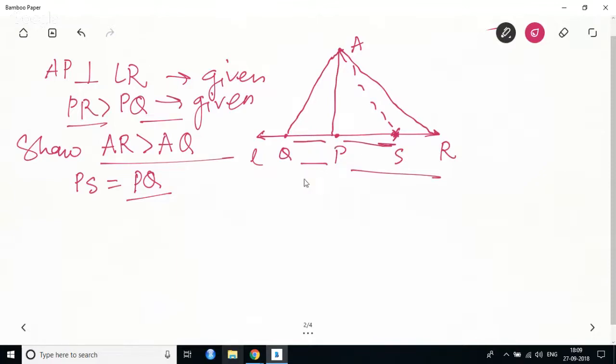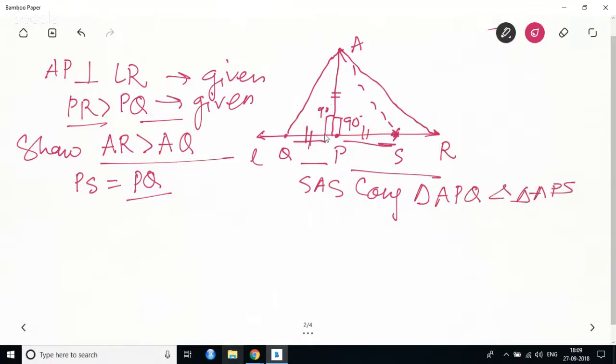Now I can show that, look at here, this is 90 degrees. I'm not going into details of this. You can show that this is also 90 degrees. So these angles are equal, and AP is common. So you can show that this is SAS congruency in triangle APQ and triangle APS. Again, I'll do this. PQ is equal to PS, AP is equal to AP, and angles are 90 degrees. Both angle P, both sides are equal. So SAS congruency. If SAS congruency is there, what do I prove?